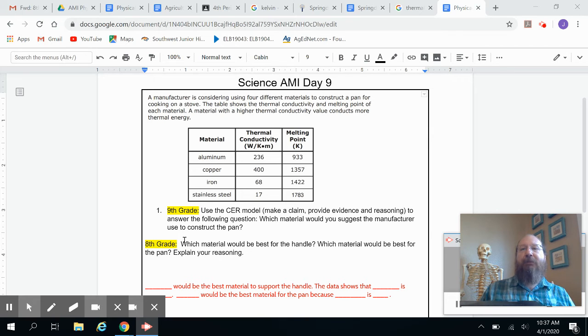8th grade is very similar. Which material would be best for the handle? So this is the handle, right? And then which would be best for the pan? Then again, we have to explain.